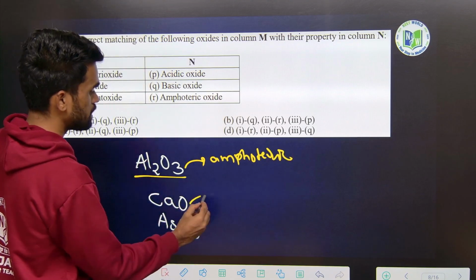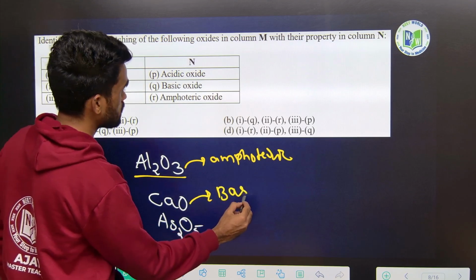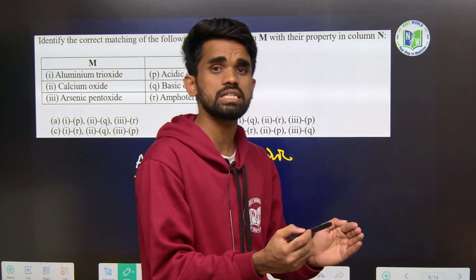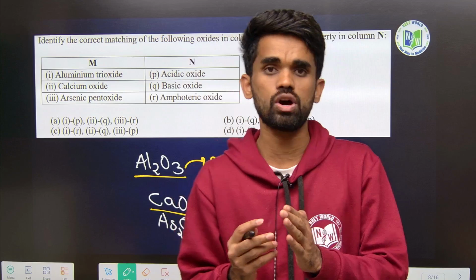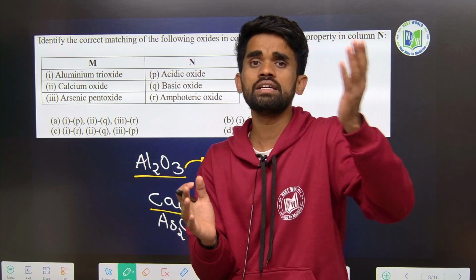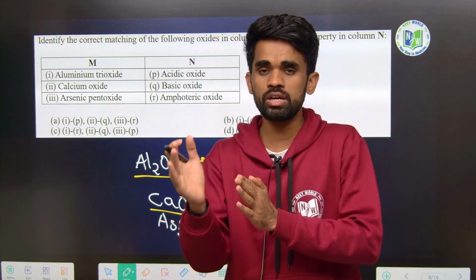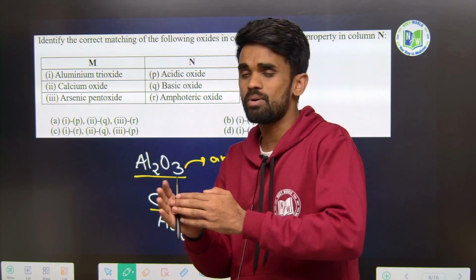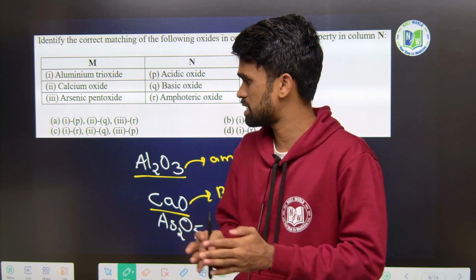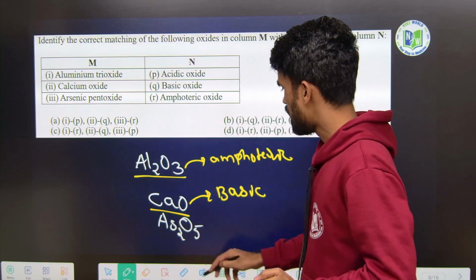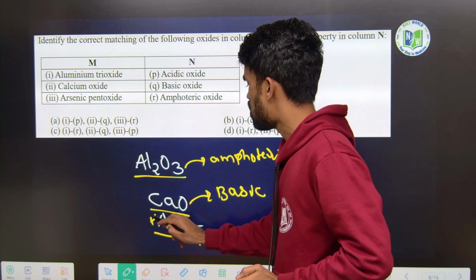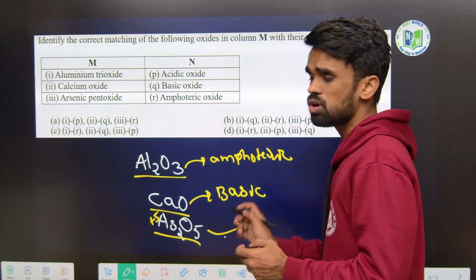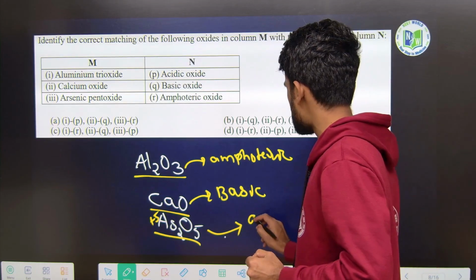And next, CaO is a basic oxide, because alkali metal and alkaline earth metal oxides are basic in nature. They form basic compounds. Upon hydrolysis you get the respective hydroxides, like sodium oxide gives sodium hydroxide, and calcium oxide gives calcium hydroxide, Ca(OH)2. And arsenic is in its maximum oxidation state, +5, and upon hydrolysis gives an oxyacid. So I can say this is an acidic oxide.